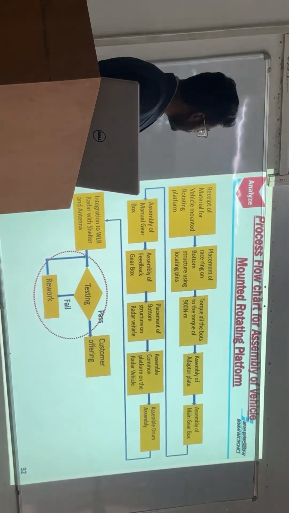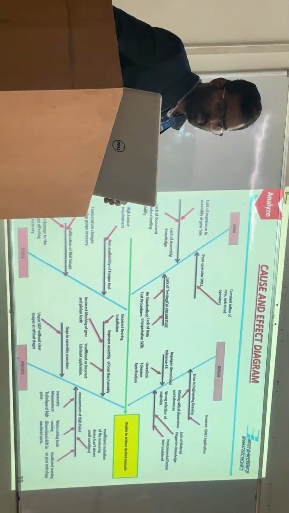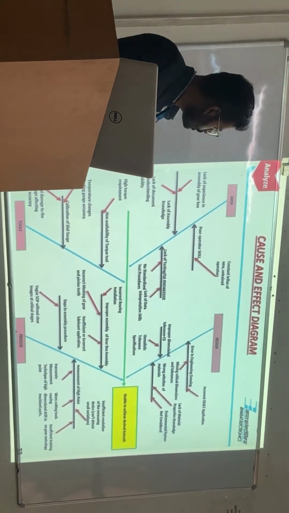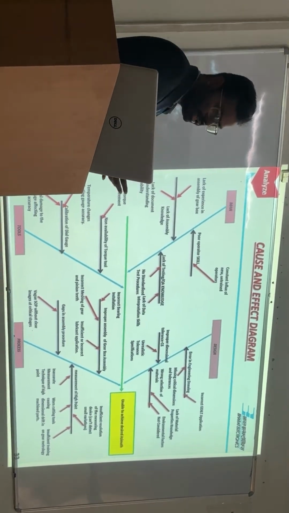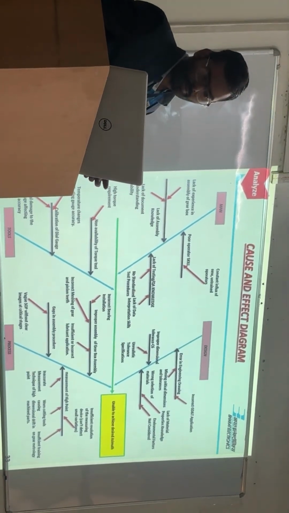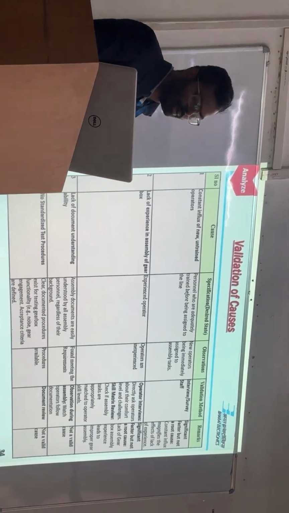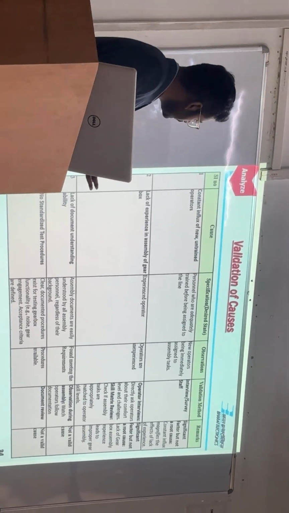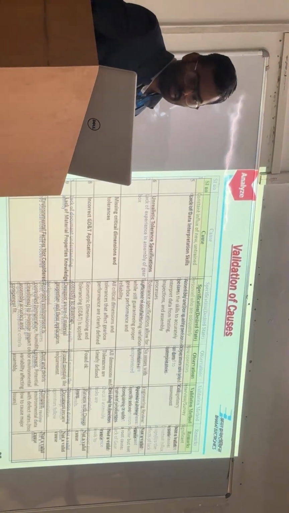Coming to the analysis phase, each and every step has been analyzed. A cause and effect diagram has been drawn where primary causes have been identified, and for each primary cause, secondary causes have been mapped, and for each secondary cause, tertiary causes have been mapped. And validation of causes has been done to find whether it's a valid cause or a non-valid cause, or a significant factor that is contributing to the valid cause.